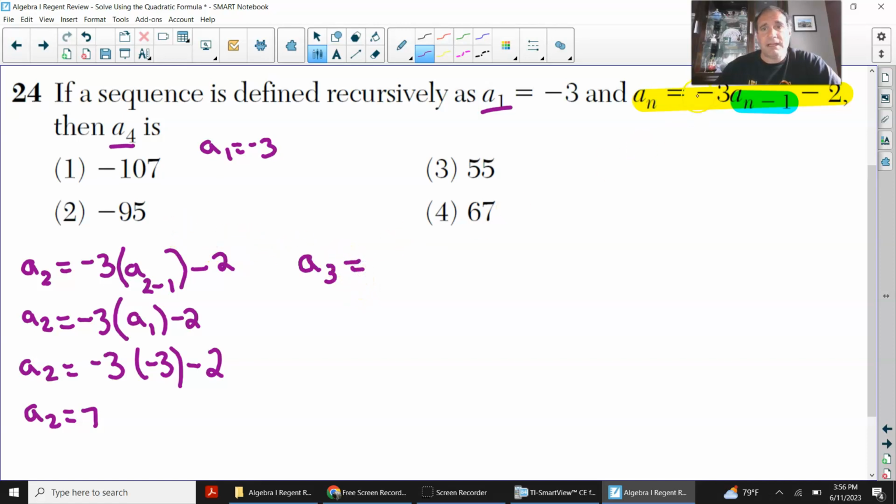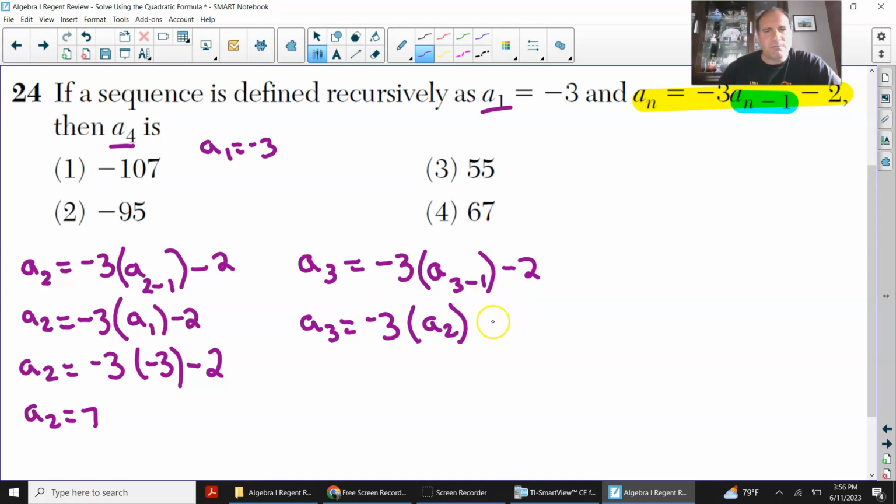So a sub 3 is negative 3 times a sub n minus 1. The n is 3 in this case, and then minus 2. So a sub 3 equals negative 3 times a sub 2, because 3 minus 1 is 2. A sub 2 is 7. Negative 3 times 7 minus 2.